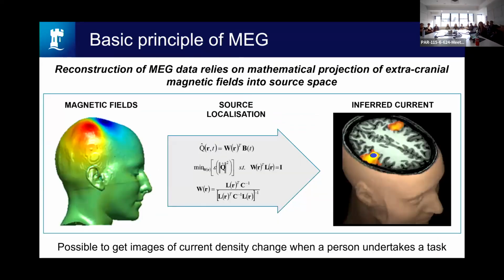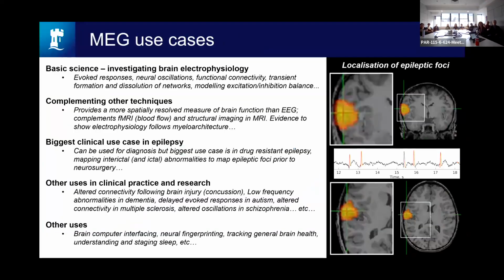So lots of sensors around the head, and we're measuring these magnetic fields. Magnetic fields themselves aren't that much use. If we take our magnetic fields, apply a load of mathematical rubbish, which I'm not going to talk about, we end up with images like this. So we can work out where in the brain currents are changing, and in that way we can infer electrophysiology. I could talk forever about all the reasons that MEG is great. I'm not going to, but I could.